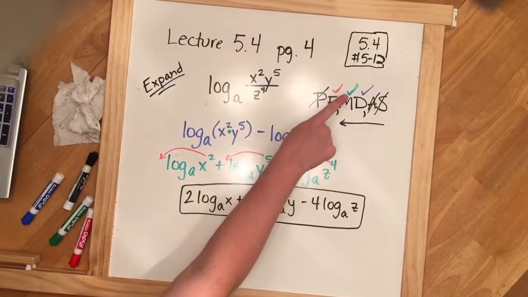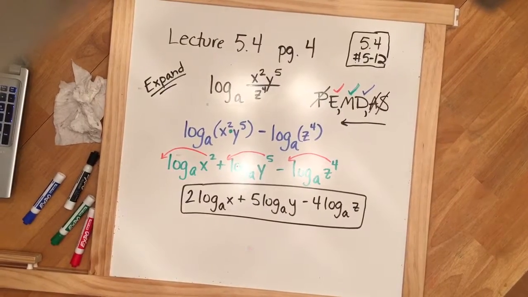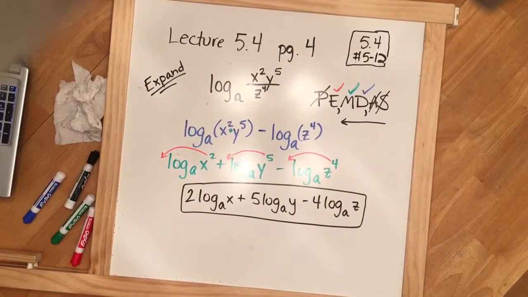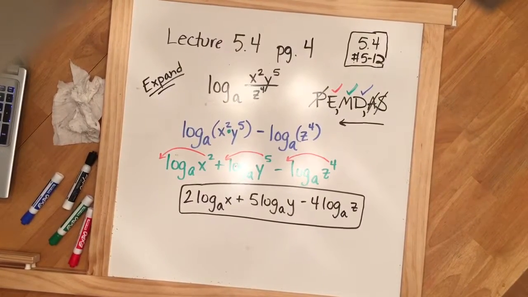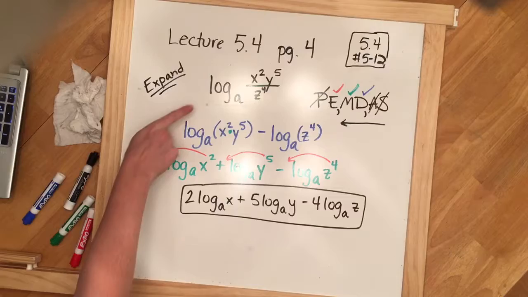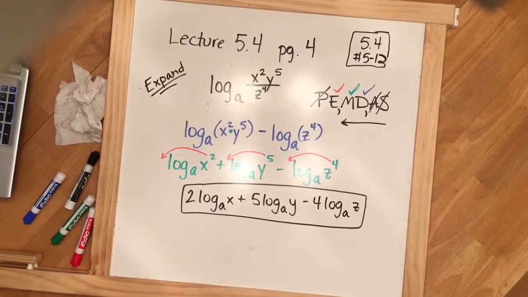Also to note, this is going to help you with homework 5.4, numbers 5 through 12, but there are about 2 or 3 more examples after this you're going to want to watch before you go do that homework, because we're going to do a couple more of this, because you can see that was pretty involved.